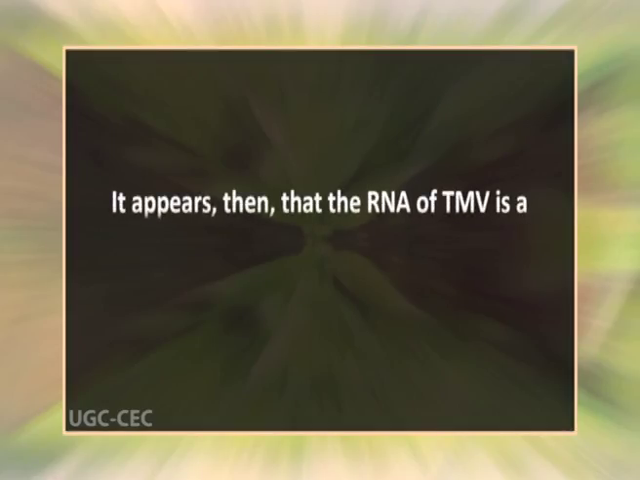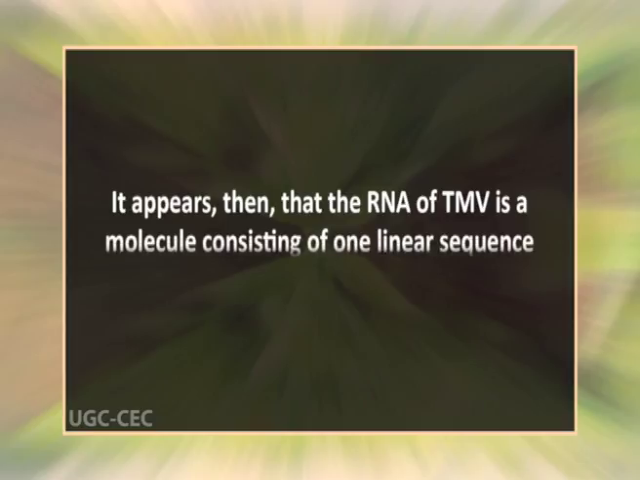It appears then that the RNA of tobacco mosaic virus is a molecule consisting of one linear sequence of 6,600 nucleotides, a number far too great to allow a sequential determination of nucleotide arrangement to be made at this time. Some information about sequence is being gleaned from the products of degradation obtained by specific enzymes. Such degradation fragments have been chromatographed two-dimensionally and show a highly complex pattern which defies any attempt at sequential analysis.